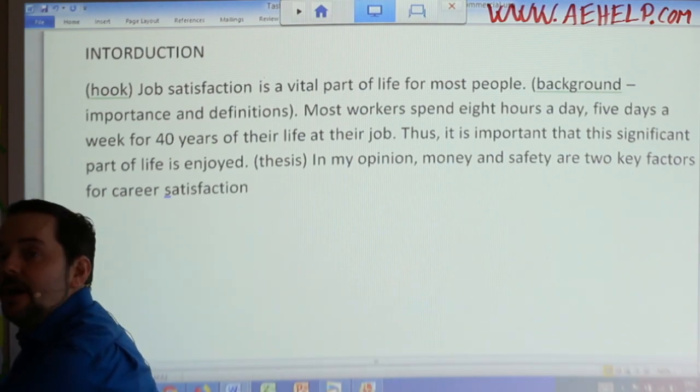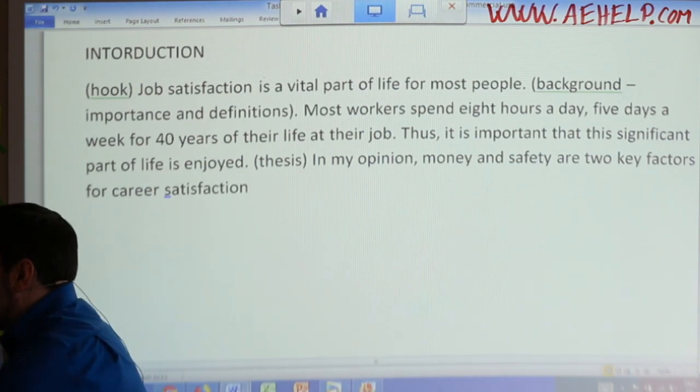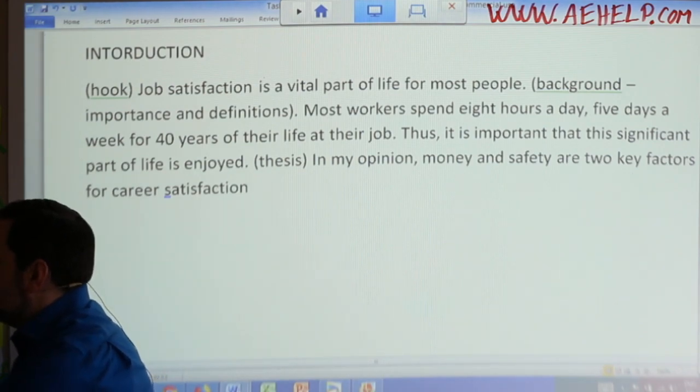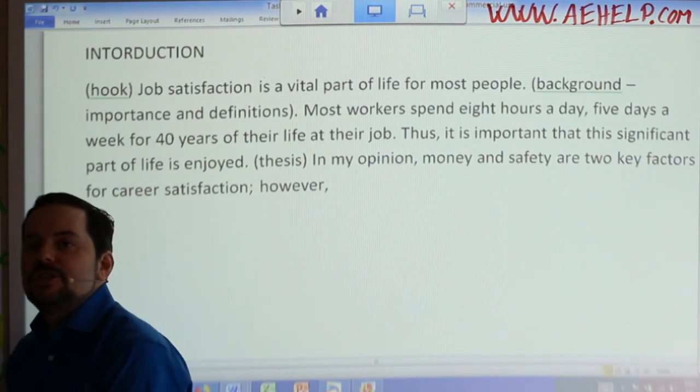So in my opinion, Noor, if you're thinking about just paraphrasing the question, that's not enough to get a high band score. So you need to do more in the introduction than just paraphrase the question. Okay, so in my opinion, money and safety are two key factors for career satisfaction. And here we can use some advanced punctuation with a semicolon. However, comma, and how can I finish this sentence?